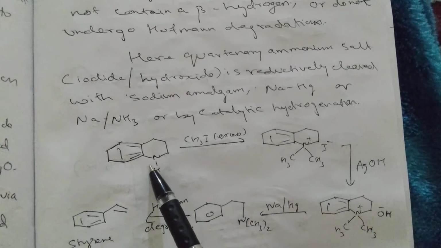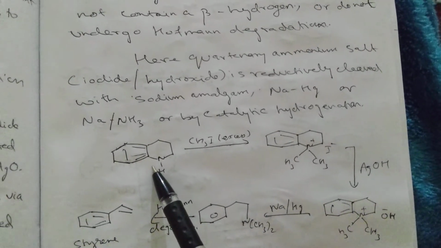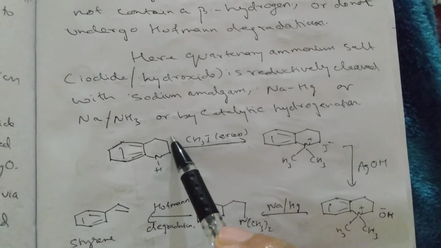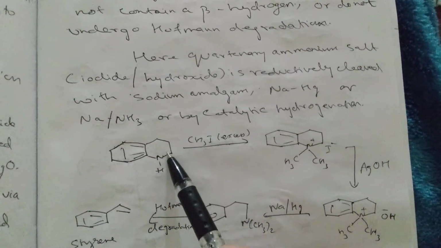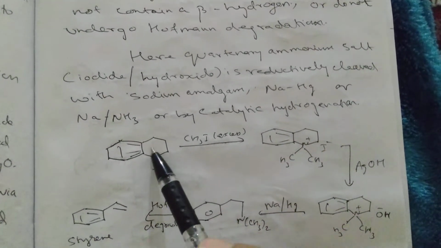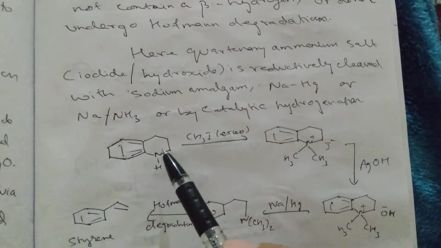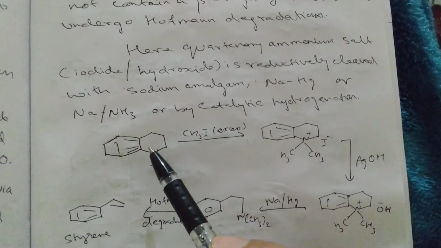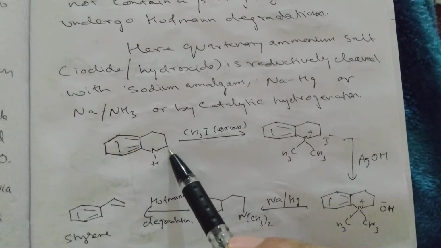So if you want to break this part, you have to use some other method, because Hofmann will not break it. Hofmann will break here because this proton will come, this is beta hydrogen, and this will break up. I want to break it up. Why? Because finally I want simple molecules so that I can analyze. So I will try to possibly break this and then possibly break this also.